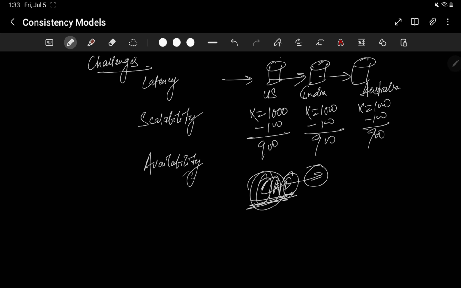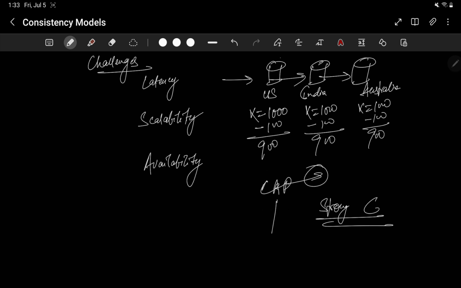And if here we have strong consistency, strong C, it means we are ready to compromise on A. We are ready to compromise on A, right? So the availability will be compromised here if we want to achieve strong consistency. The system may be down for some time. The system may not respond to you as you would want, because the system wants you to have strong consistency, and it's ready to compromise on the availability part.